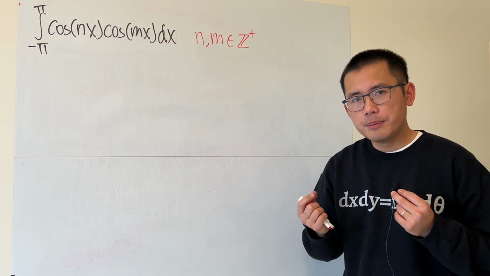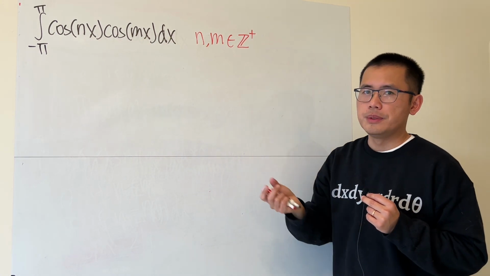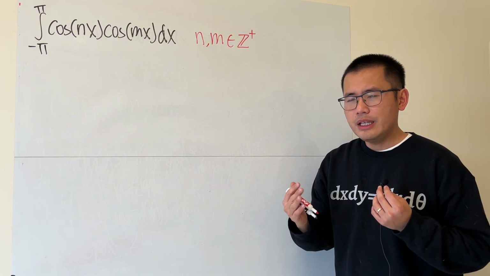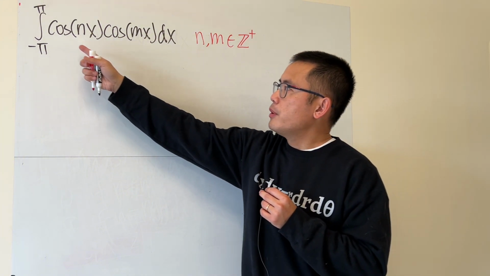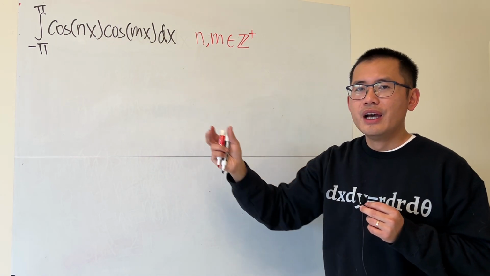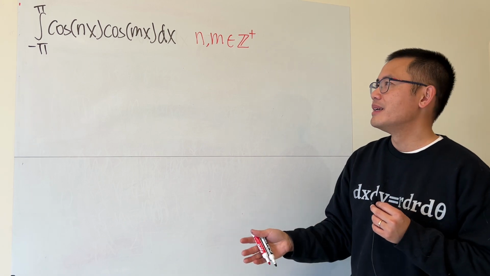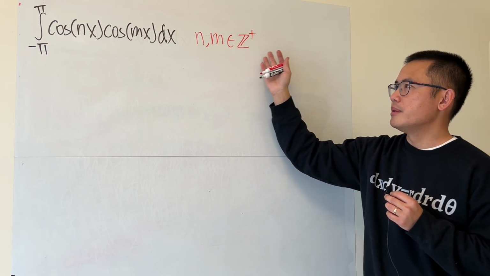And since we're talking about Fourier series, the n and m here are supposed to be positive integers, but in reality it's okay. Suppose you have cosine of negative 2x times cosine of negative 9x. Because cosine is an even function, the negative doesn't matter, right? But anyways, we'll stick with n and m being positive integers.